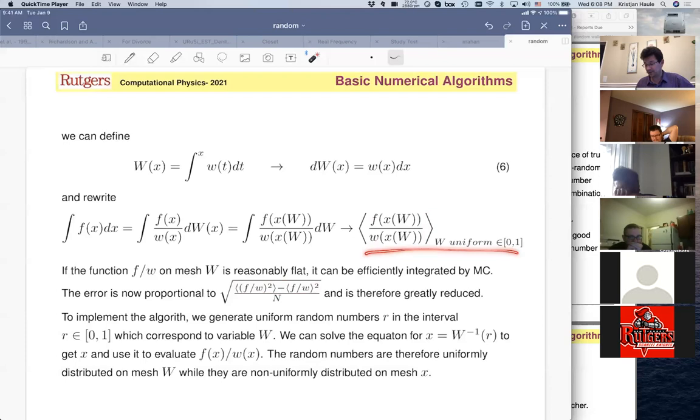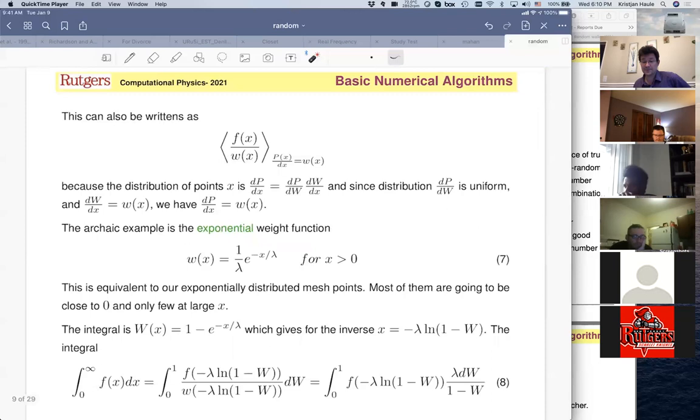Of course, this is still slightly complicated, because we are required to calculate x from w. In other words, we define capital W of x, but then we need to calculate x as a function of w. Or in other words, x as a function of w is one way to write W inverse of r. This might be challenging sometimes, but for simple functions we can still do it. So let me show you some examples.